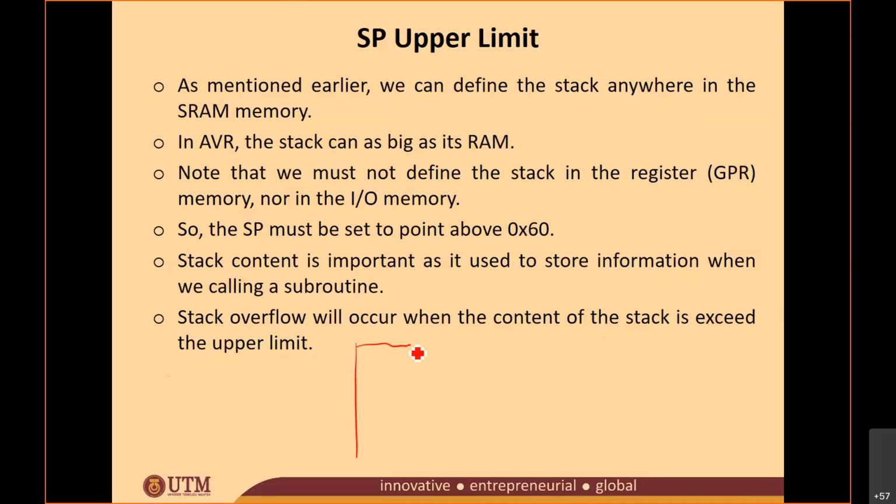So this is your data memory. GPR, I/O, and this is your RAM. Let's say you mistakenly initialize your stack pointer to address 0061. So this is 0060. What happens is when you push, the stack pointer now points to address 0060. And when you push again, what happened? The stack pointer is now inside your I/O register, which exceeds the upper limit. So that's why you need to initialize your stack pointer at the end of your RAM, in order to avoid the stack exceeding the upper limit. So this is the stack pointer upper limit.